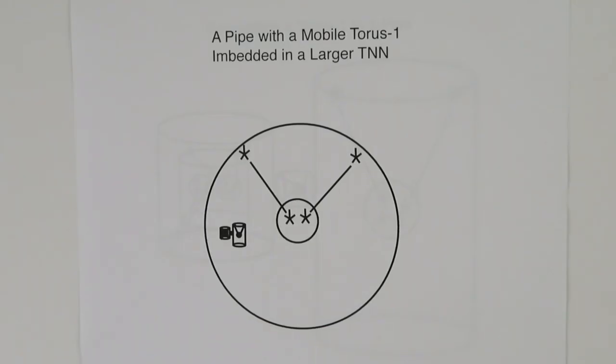So this diagram just shows the idea, once again, that the pipe with the mobile torus 1 on it can be embedded in a larger system. That should be fairly clear now.